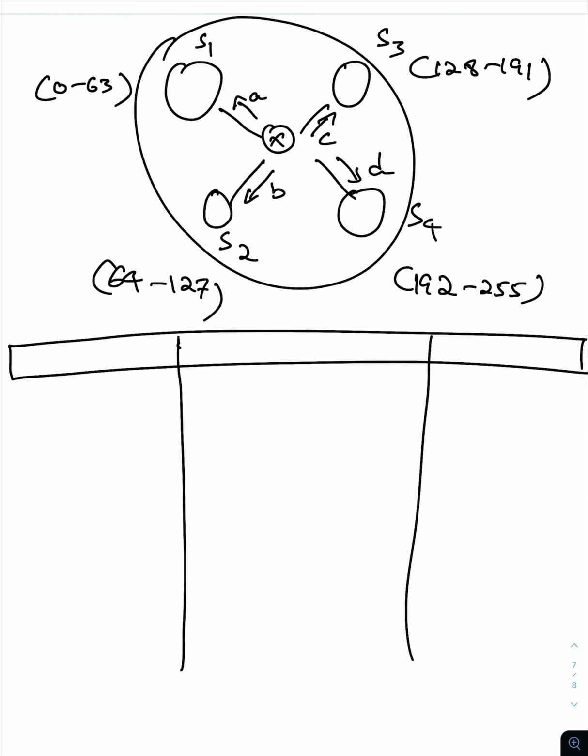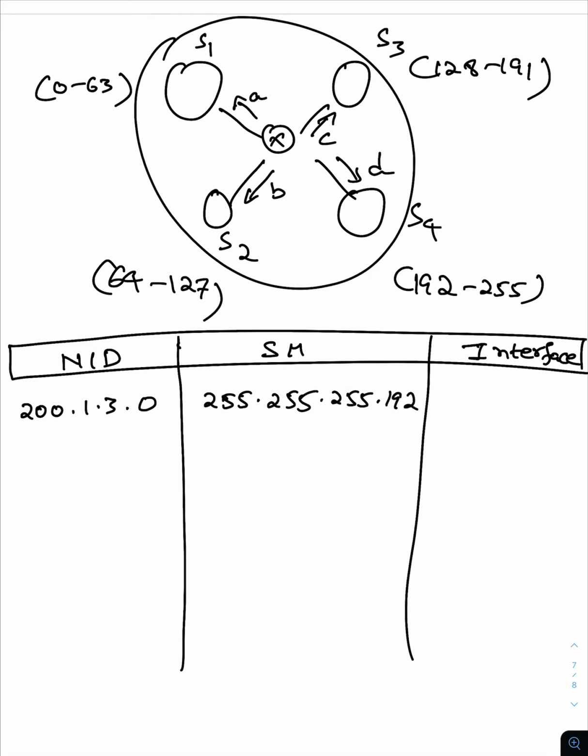Suppose you have your network ID, your subnet mask, and interface. I'll give you some examples. For the first subnetwork S1, your network ID is 200.1.3.0, and your subnet mask is 255.255.255.192. So whenever a packet wants to be sent to any IP in subnetwork 1, it ANDs the subnet mask with the IP in subnetwork 1 to get the network ID 200.1.3.0, and the interface is A.